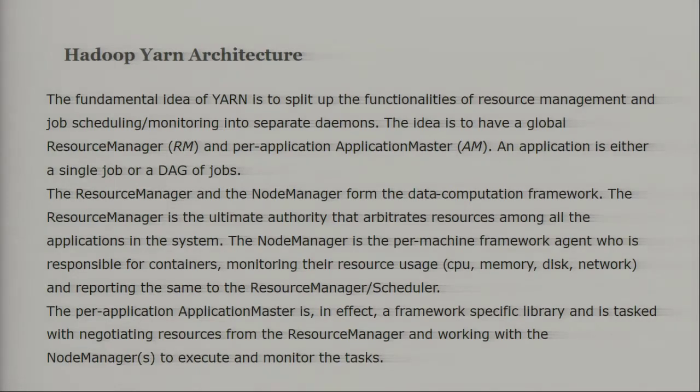The node manager is the per-machine framework agent who is responsible for containers, monitoring their resource usage. That's what I mentioned here, right? Each machine has a framework which is responsible for containers. What does a container consist of? It is a particular system consisting of CPU, memory, disk, and network. So a container consists of a CPU, a memory, and a small amount of disk so that it can store and work on data, with memory to complete the CPU's process.